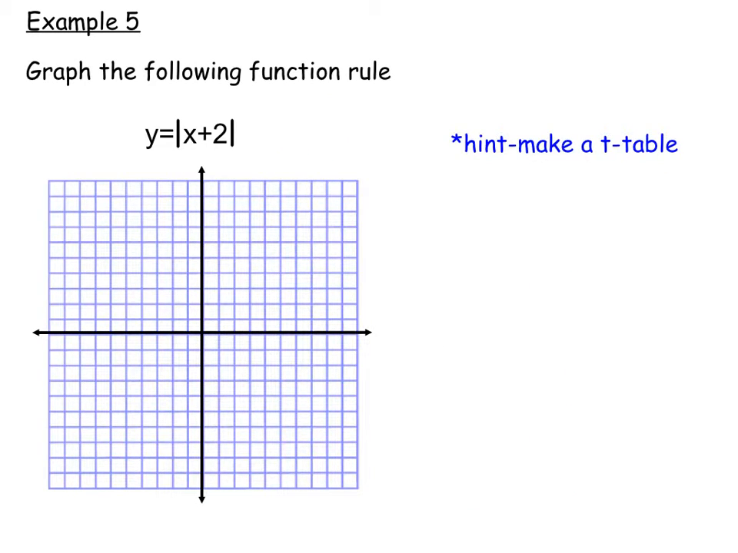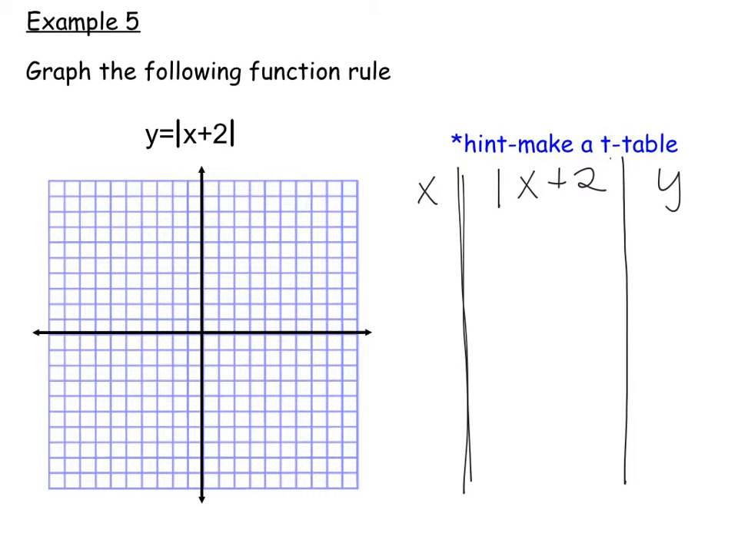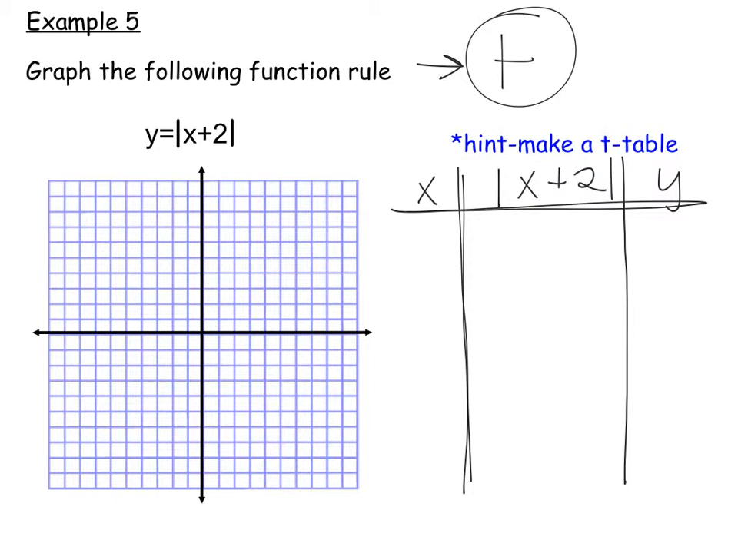Our last type of graph that we're going to work with today is an absolute value graph. And so we need to make a t-table. Once again, we're always going to make them. Absolute value, x plus 2, y. And remember, when we work with absolute values, your outcome is always a positive number.